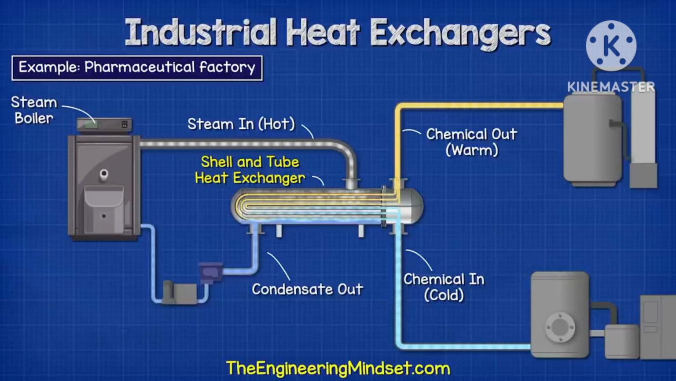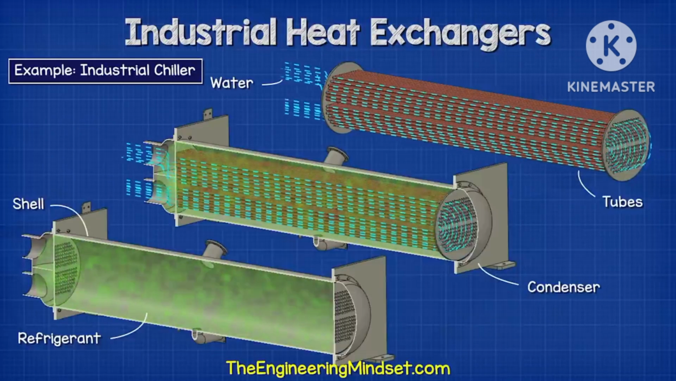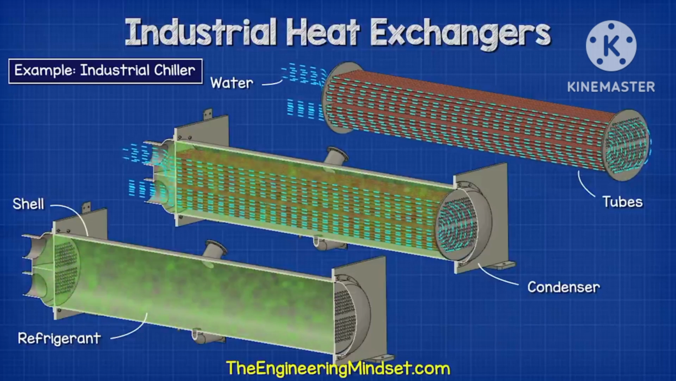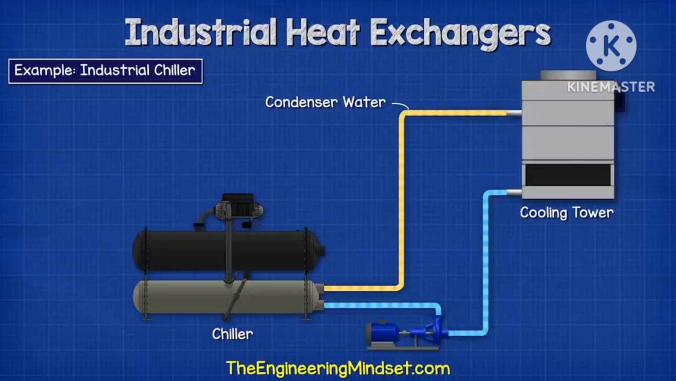Additionally, these are used in refrigeration applications, like this industrial chiller. We have the water flowing through the tubes and the hot refrigerant in the shell. The water will absorb the heat of the refrigerant so that it can transport this to the cooling tower, where it will be ejected into the atmosphere. The water returns cooler to pick up more unwanted thermal energy from the chiller.